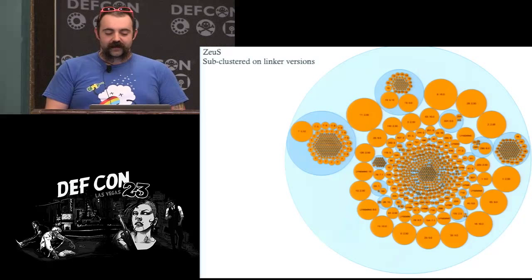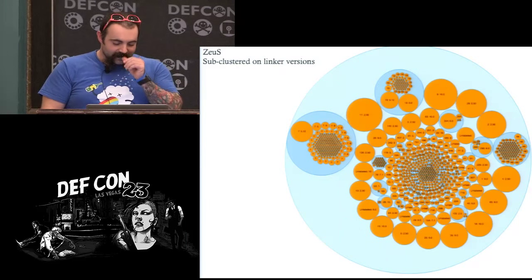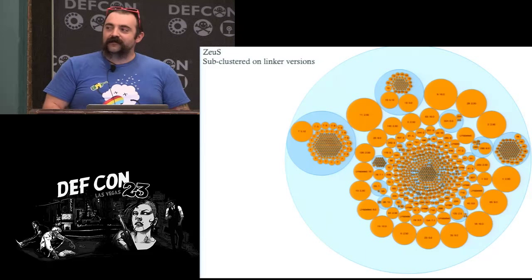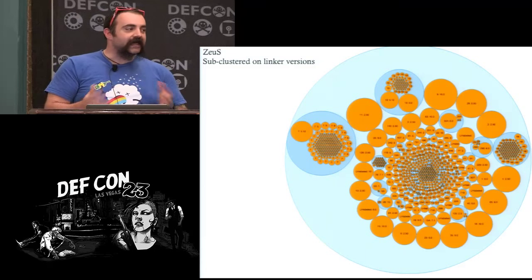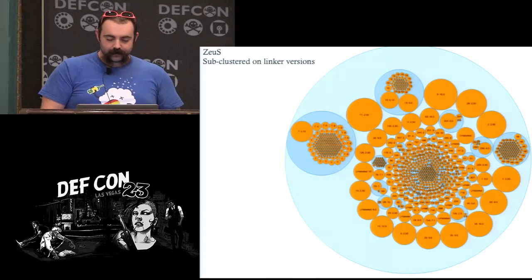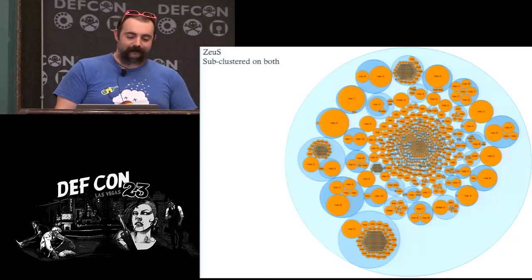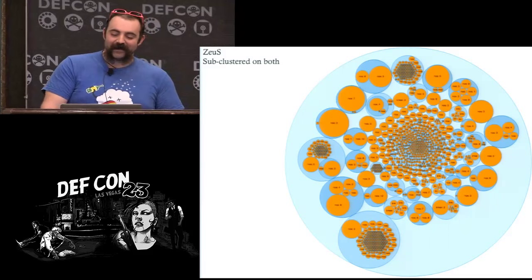What if we do it on linker version? You get these crazy sub-spirals, like things look so bizarre. This was, for me, kind of enjoyable because it was a really neat exploration of Zeus and a way to visualize this entire data set. And then when you subcluster on both, you just kind of want to go home and cry. It's never very good.